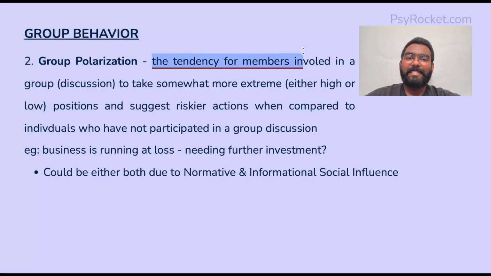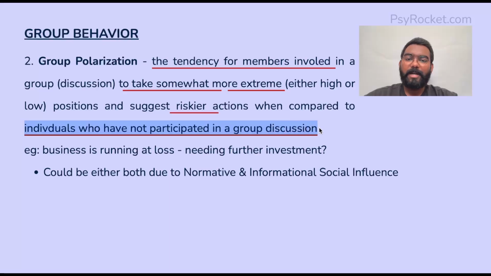See, there is a tendency for members involved in a group discussion to take somewhat more extreme, either high or low positions, and suggest riskier actions when compared to individuals who have not participated in a group discussion. For example, there are 5 members who are running a business together, and there is only one individual who is running a business alone. Let us assume both belong to the same category of business, like e-commerce or something.